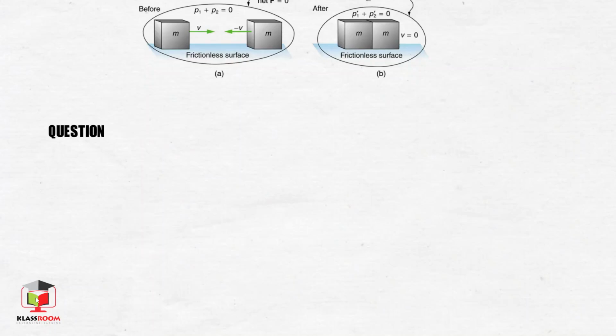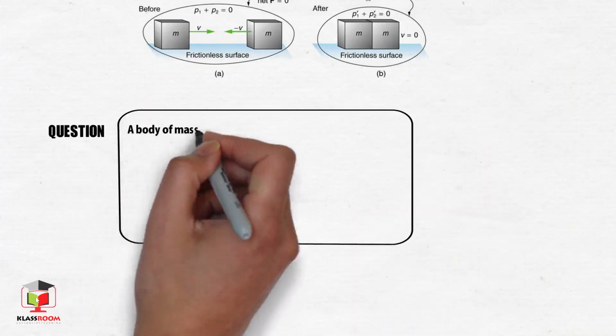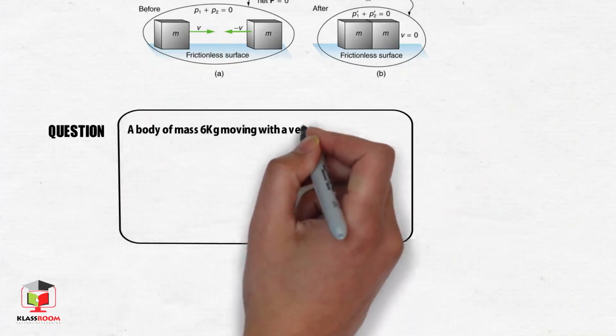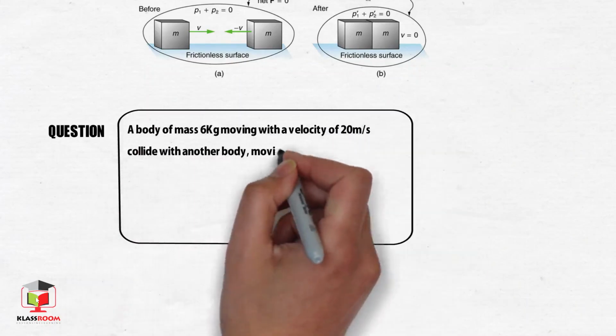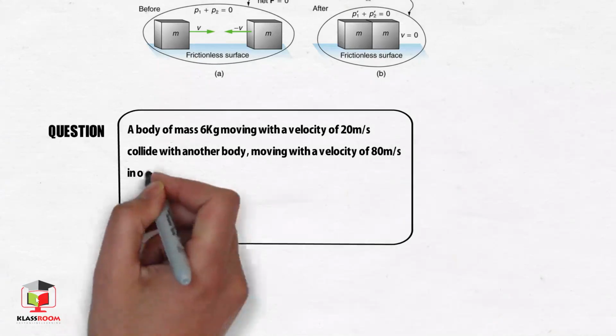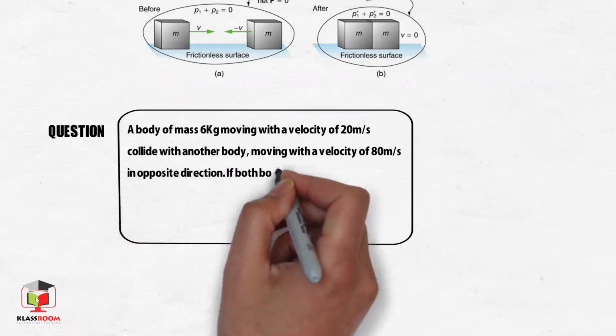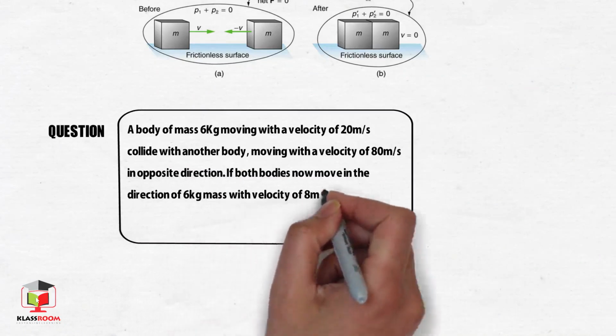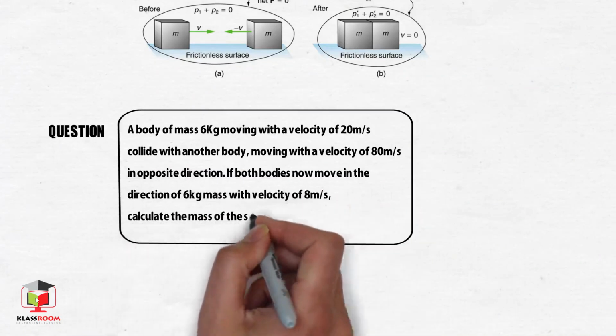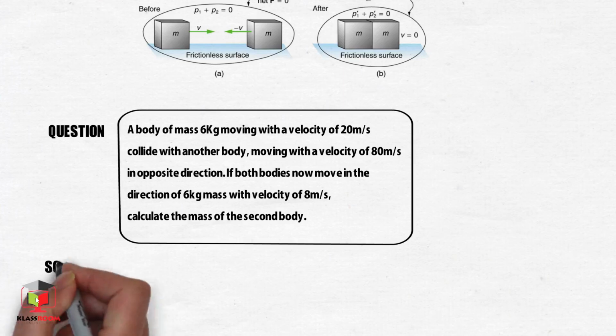Question: a body of mass 6 kg moving with a velocity of 20 meters per second collides with another body moving with a velocity of 18 meters per second in the opposite direction. If both bodies now move in the direction of the 6 kg mass with a velocity of 8 meters per second, calculate the mass of the second body.